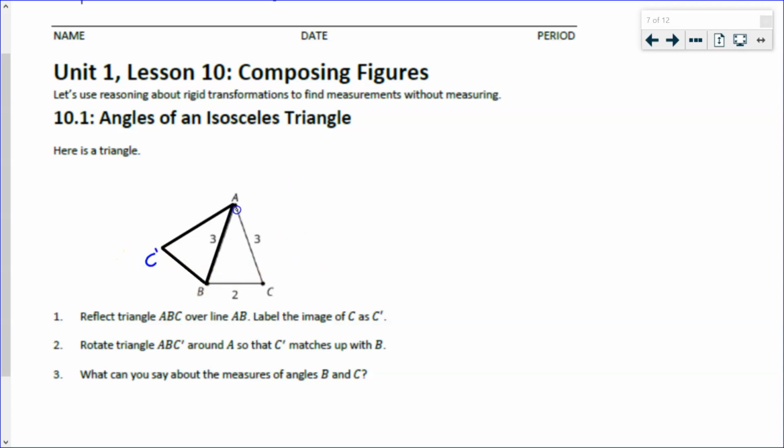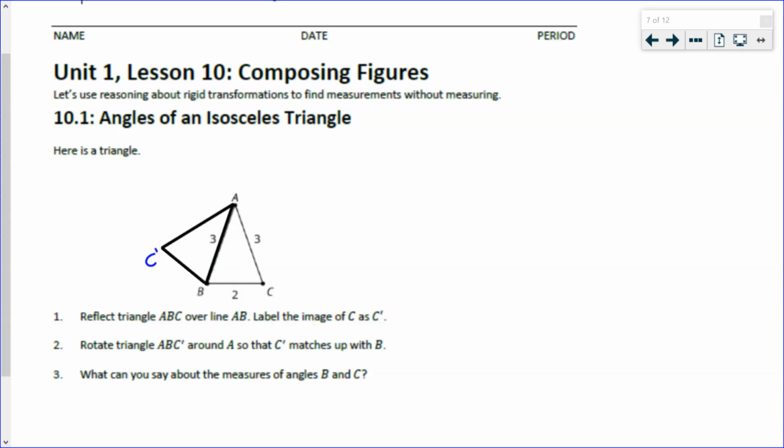A few things to observe here. When I reflected this triangle, did the point A change position? No. So I don't need to relabel it A prime because A is still in the same place as it was before. Same thing with B. B is in the same place as it was before, so I don't need to relabel that B prime. We're just going to keep it as is. And now we're ready for the next piece.